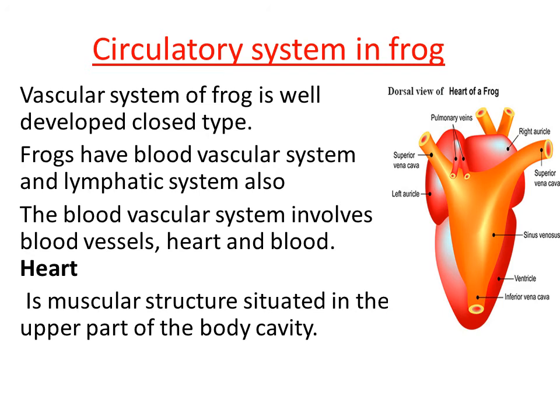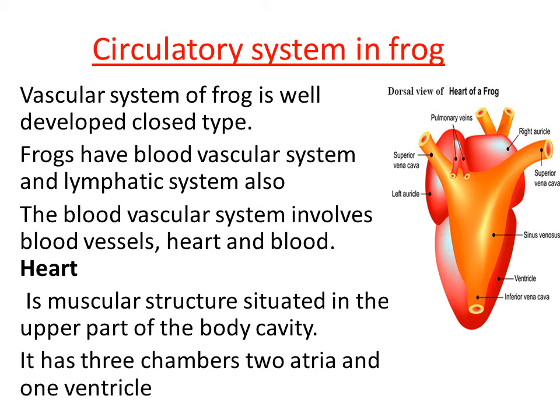This muscular organ is situated in the upper part of the body cavity. As I told, the heart consists of 3 chambers: 2 auricles, also called atria, and 1 ventricle. You can see the left atrium is called the left auricle and the right atrium is called the right auricle. What is the function of the auricle?